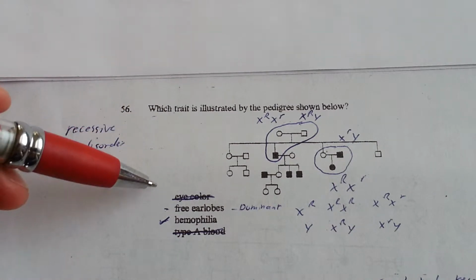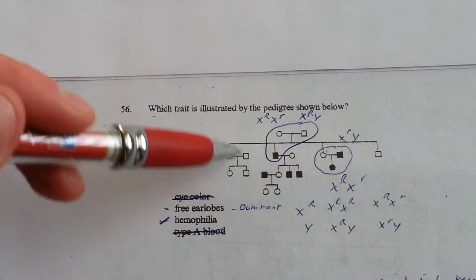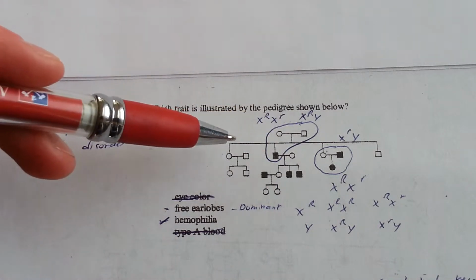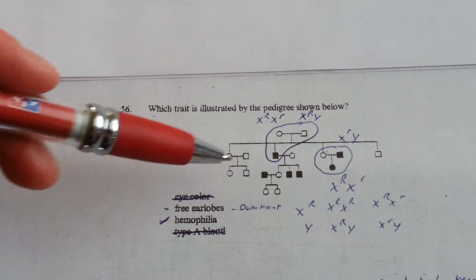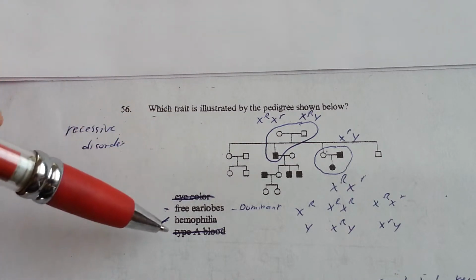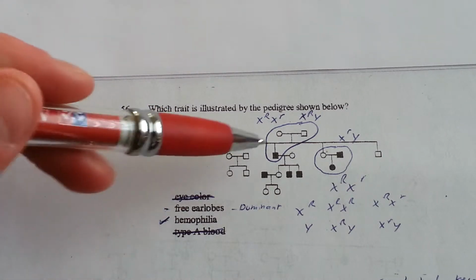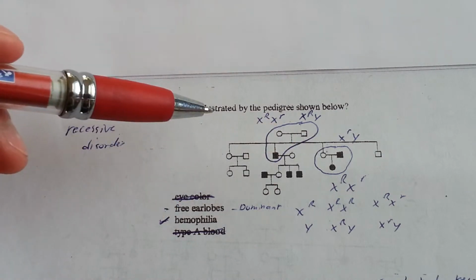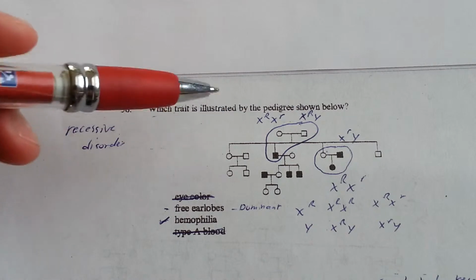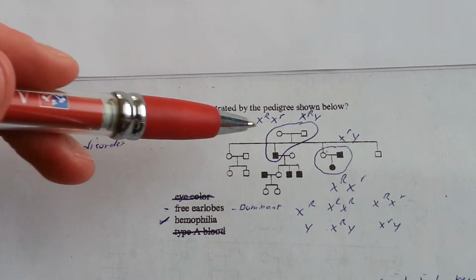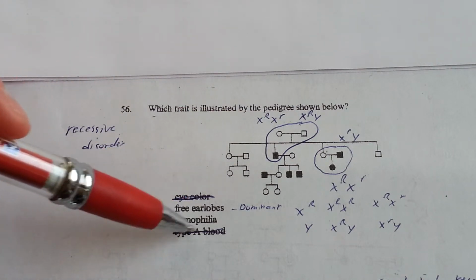Well, we know that eye color is polygenic, and it would be very hard to show a polygenic inheritance on this particular Punnett square. It's beyond the scope of this course, so we can remove that one right off the bat. With type A blood, we would need more information. We would need to see type O, type A, B, type B, and things like that. Because we see nothing regarding blood types there, we can take out type A.